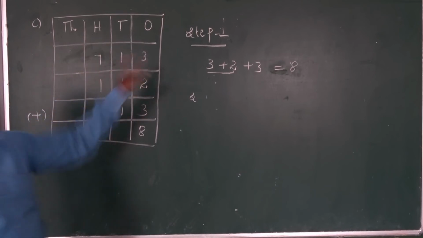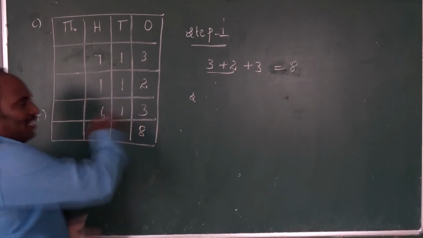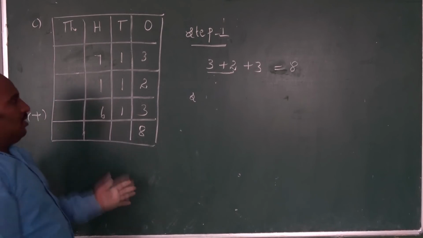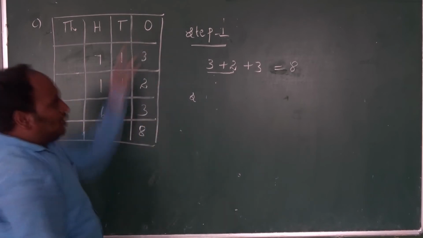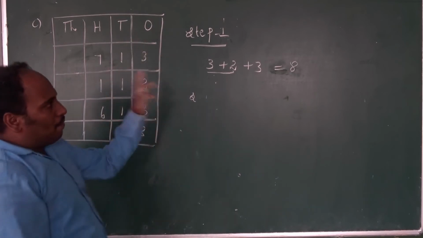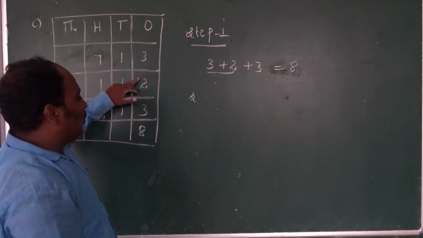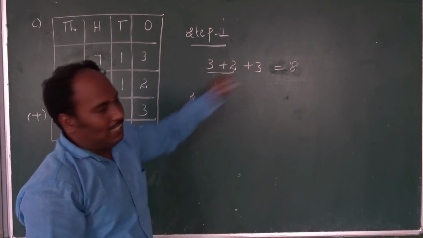We add 3 3-digit numbers. The first one is 713, the second one is 112, the third one is 613. First we add the ones place. Always first we add the ones place. Step 1: 3 ones, 2 ones, 3 ones. 3 plus 2 plus 3.